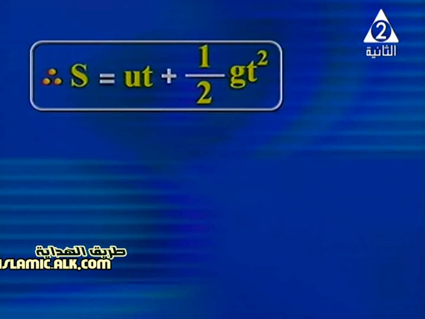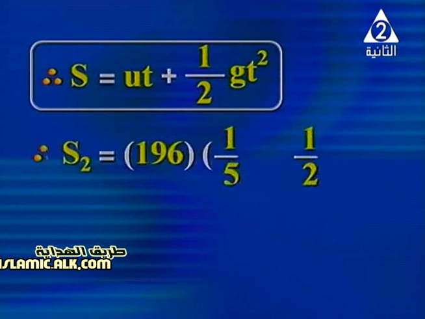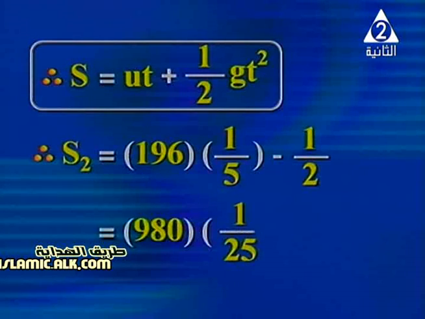After that, we substitute in the second law to find S2. S2, or the distance, equals initial velocity times t plus half gt squared. After that, substitution of u and t and g to find the value of S: S equals 196 times 1/5 minus half times 980 times 1/25 equals 19.6.